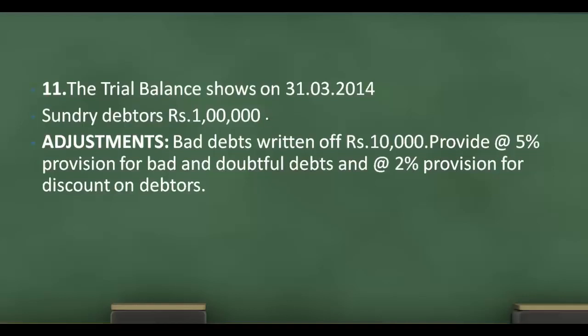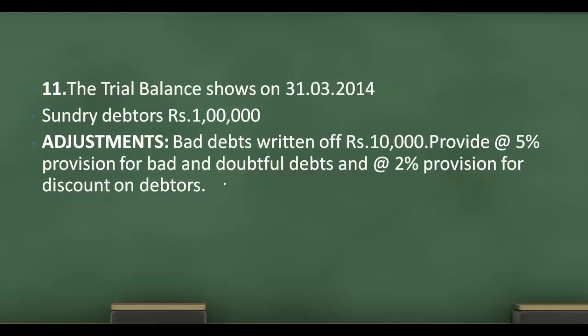Students, this is a simple problem to comprehensively understand bad debts, provision for bad and doubtful debts, and provision for discount on debtors. It is given that the trial balance shows on 31/3/2014 sundry debtors of rupees 1 lakh. Bad debts written off is rupees 10,000, which is given in adjustment, that should be noted. Provide 5% provision for bad and doubtful debts and 2% provision for discount on debtors.